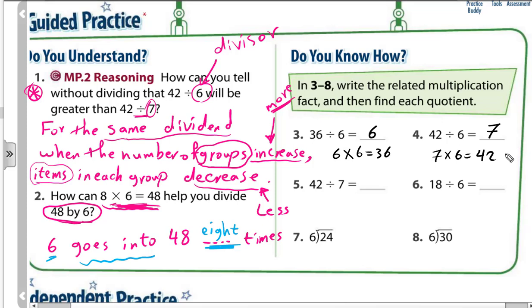Muhammad Shahab. Yes. Go ahead, Muhammad. 6. Okay, give me the multiplication fact. 6 multiplied by 7 equals 42. Excellent. Thank you, my hero. Okay, let's move to the next one.